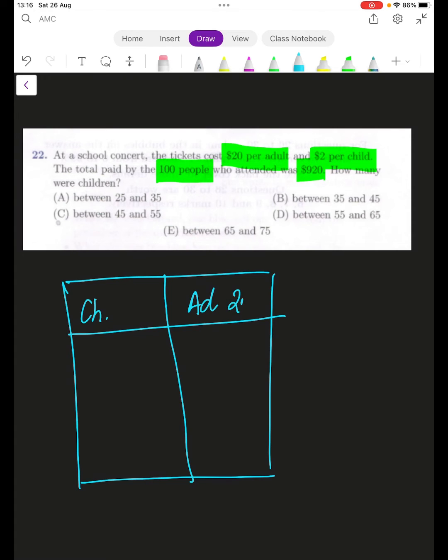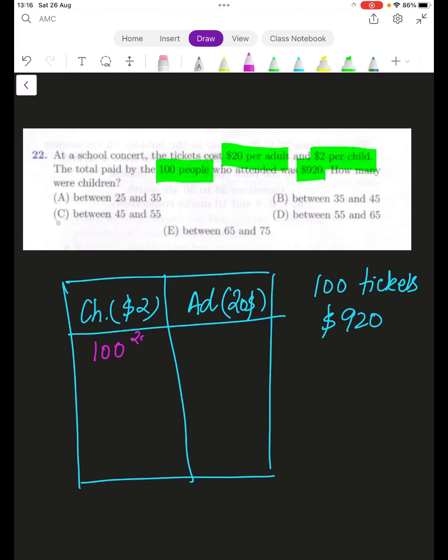So this is for child, this is for adult. Adult price is $20. And child price is $2 per ticket. We need to buy 100 tickets, and the price paid is 920. Now, just to get a starting point, let's imagine if all the 100 tickets were children tickets.